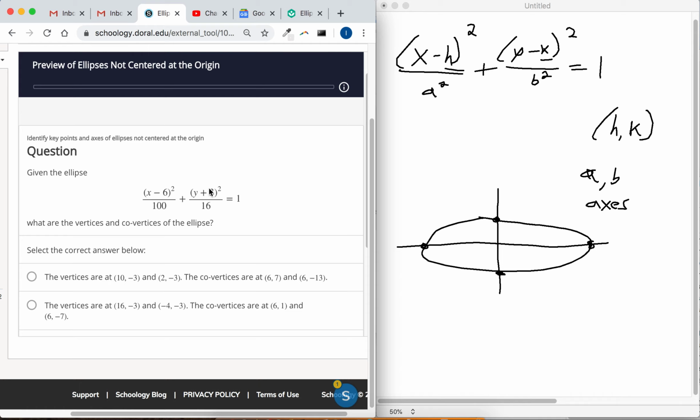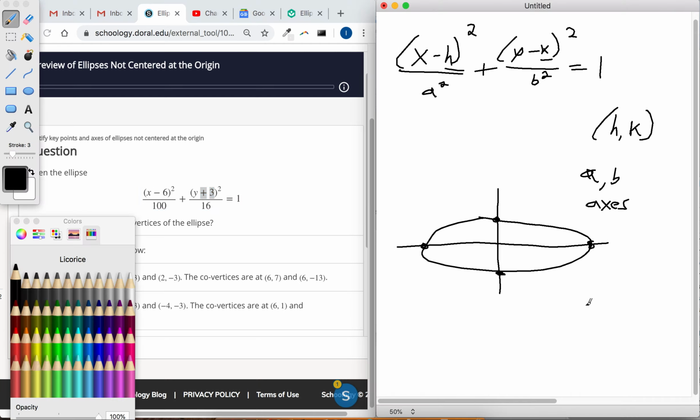So this equation is centered at, it looks like, 6 comma negative 3, right? Because you have y minus k, so minus a negative 3. So 6, negative 3 is the center: 2, 3, 4, 5, 6. The center of the ellipse, I should say.